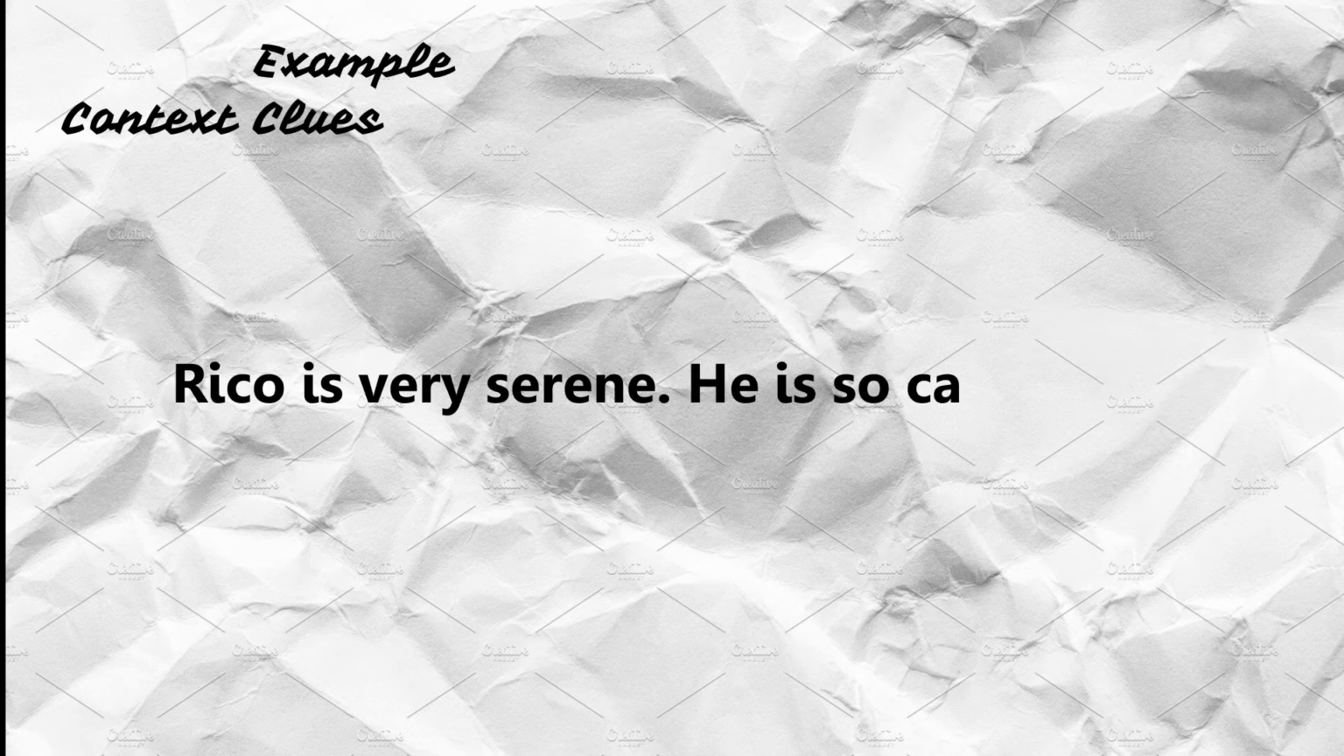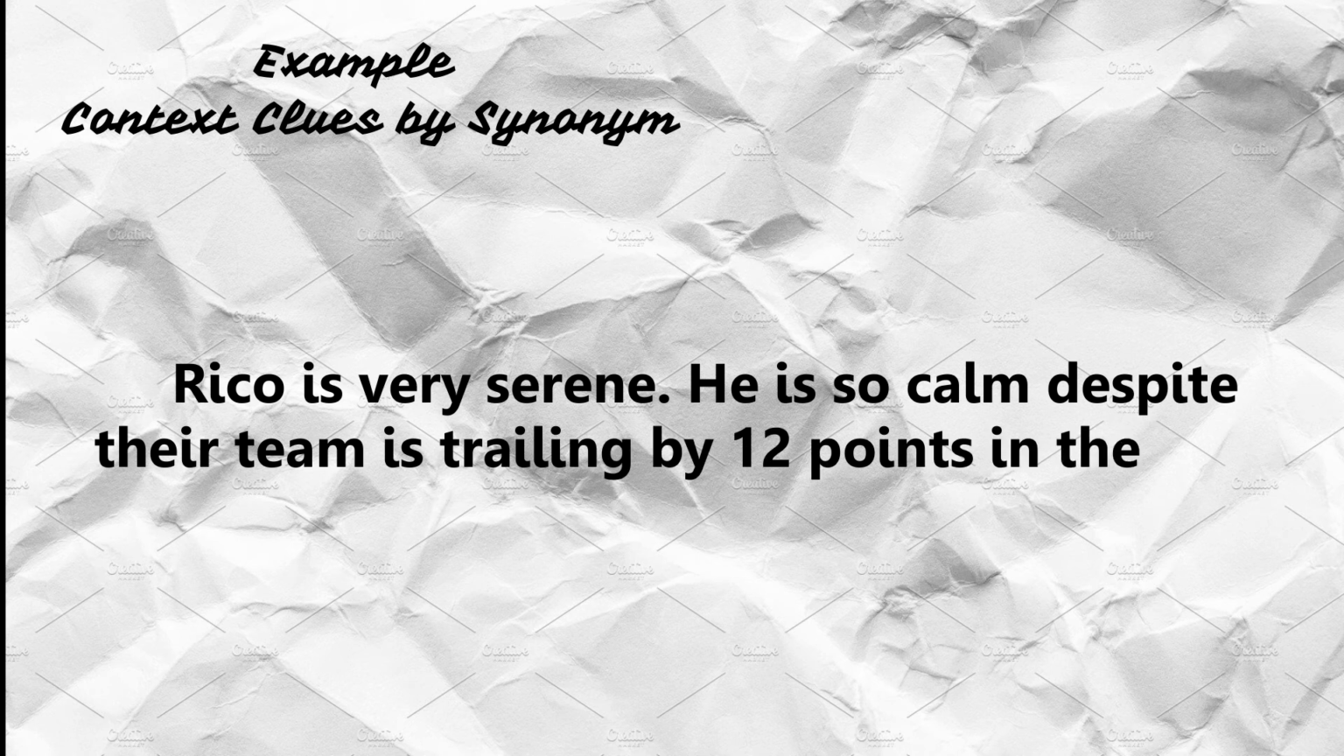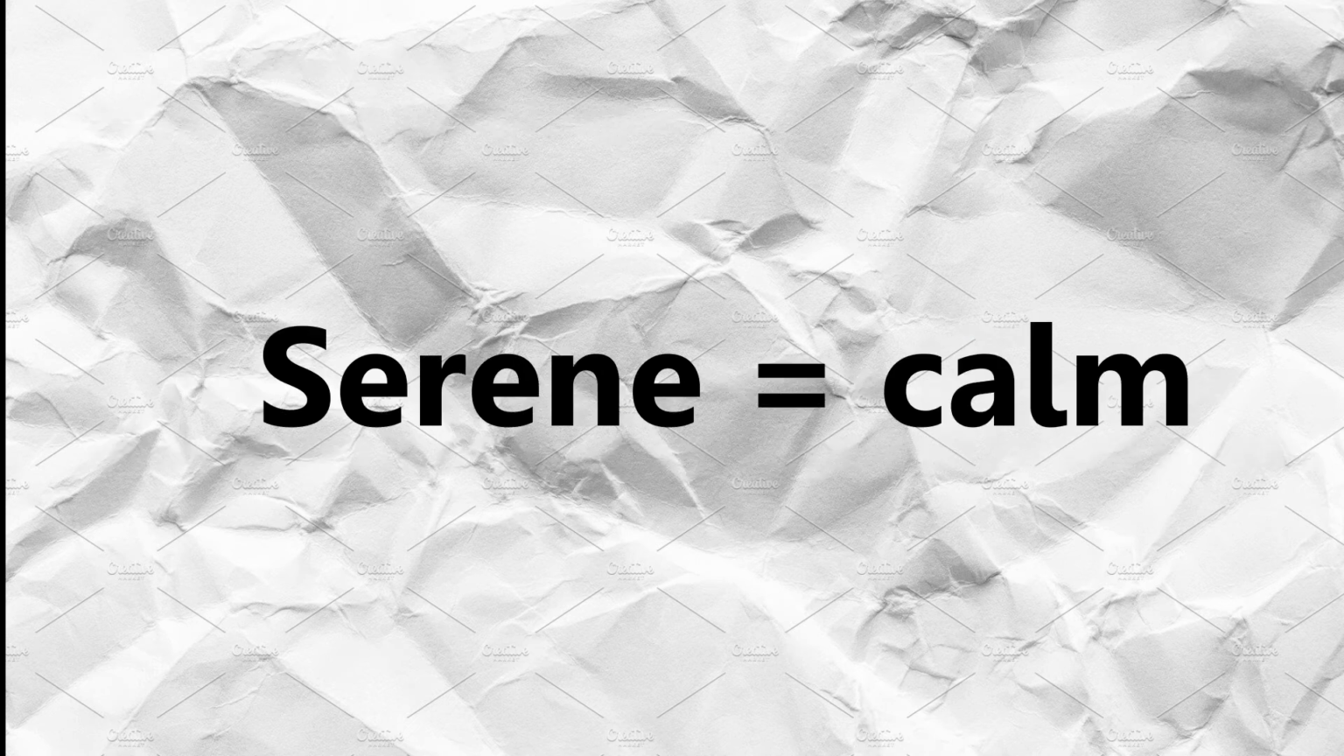Next we have, Rico is very serene. He is so calm despite their team is trailing by 12 points in the game. We have the underlined word serene, followed by the word calm. Rico was described as serene in the first sentence, while he was described as calm in the second one. Therefore, the word serene and the word calm have the same meaning or are synonymous to each other.